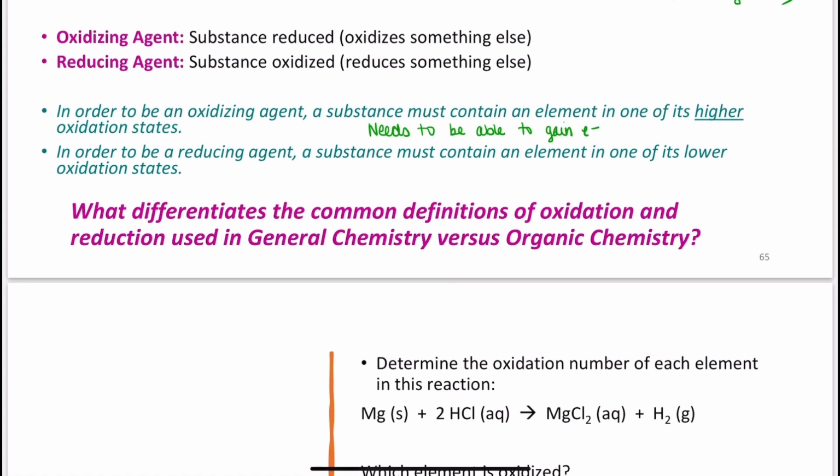In order to be a reducing agent, a substance must contain an element in one of its lower oxidation states. It needs to be able to lose electrons to be able to reduce something else.